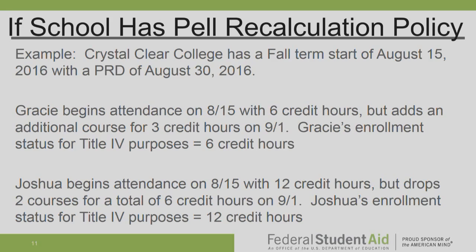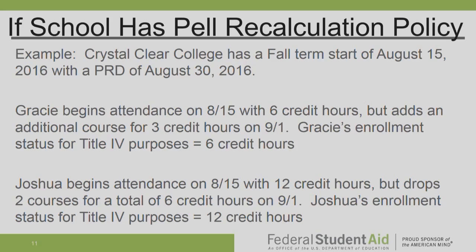Now Gracie, same thing. Gracie begins on August the 15th with 6 credit hours, but she adds an additional 3 credit hours, but when? On September 1. Is that before or after my Pell recalculation date? It is indeed after, so I don't care, okay? Well, I do care. I love her. But FSA doesn't care, okay? We're not going to give you more money. So she still only gets 6 credit hours because she added that after the Pell recalculation date.